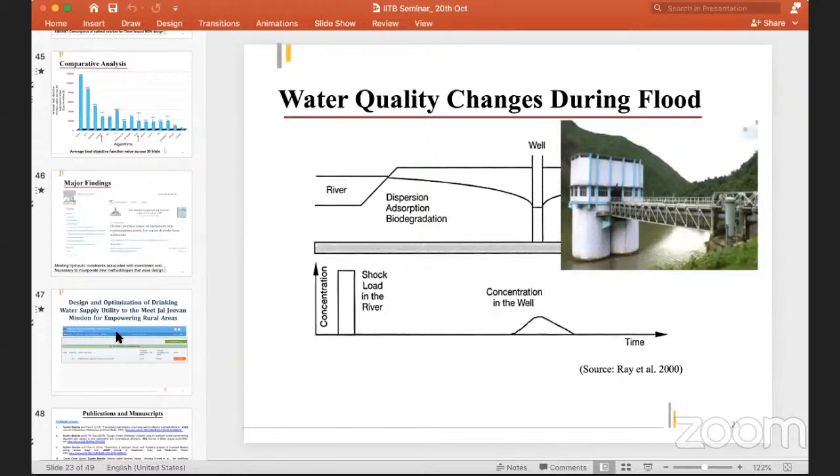I'm afraid that finally the cost of actually building these wells versus actually putting up a water treatment plant directly by abstracting from the surface, will it be similar, or what would be the operation and maintenance costs?